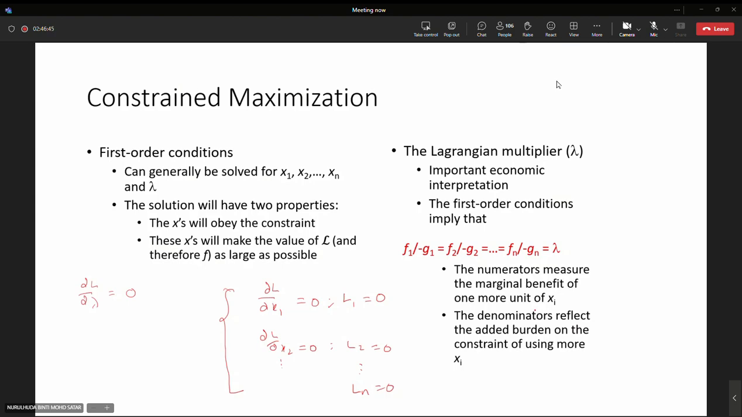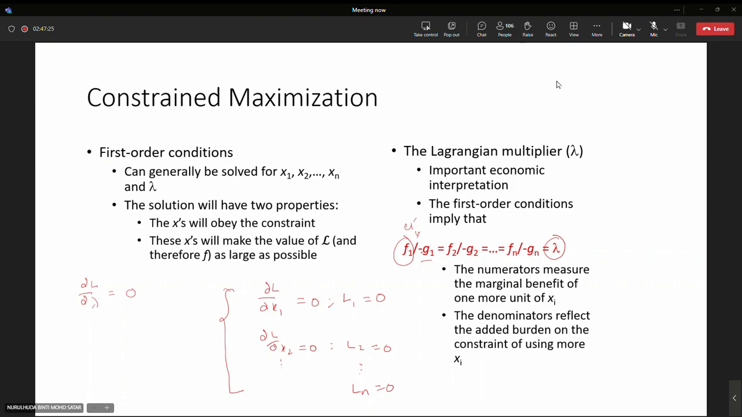Lambda is basically the first order condition with respect to the objective function differentiated with respect to x1, divided by the differentiation of the constraint with respect to x1, and so on. All of this must equal lambda. And if you're talking about a utility function, this is actually U1, or U prime, perhaps.